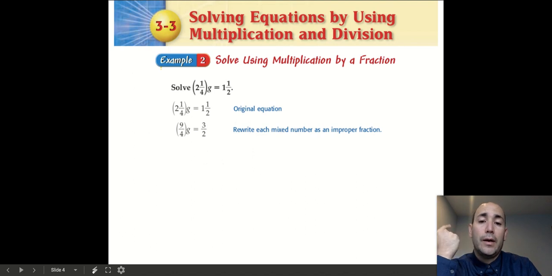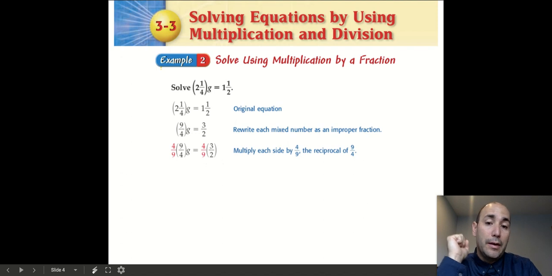And now we can go ahead and solve. Right now, 9/4 times g. I'm trying to find g, so I want to isolate g. One strategy I can use is multiplying by the reciprocal. If I multiply by the reciprocal, these will cancel out, right? 9 and 9 cancel out, 4 and 4 cancel out.